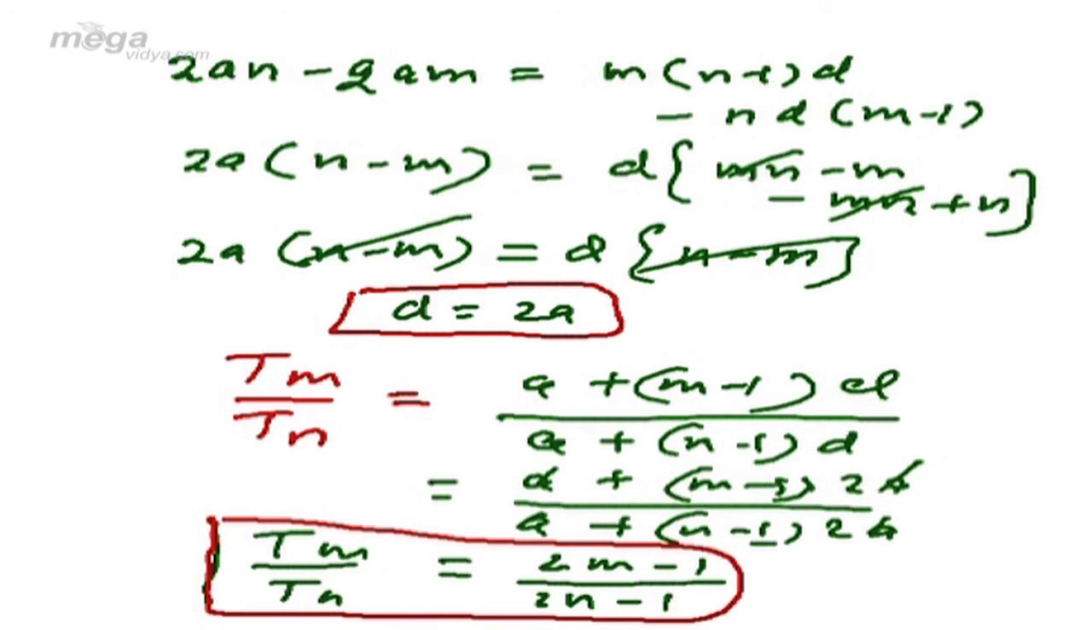Now we have to find the ratio of Tm upon Tn. Therefore, Tm is a plus (m minus 1) into d and Tn is a plus (n minus 1) into d. Now we put d equal to 2a here. Then we get Tm upon Tn is equal to (2m minus 1) upon (2n minus 1). This is the question that is related to AP.